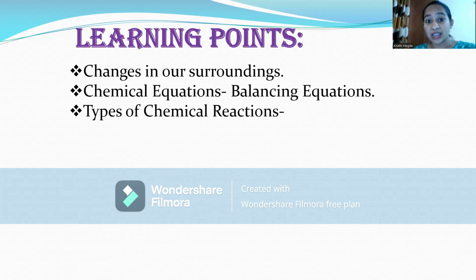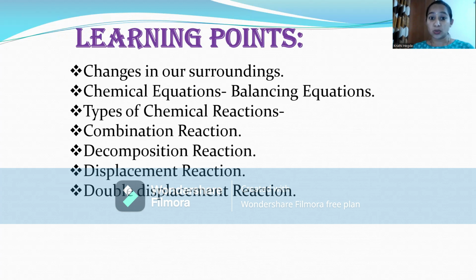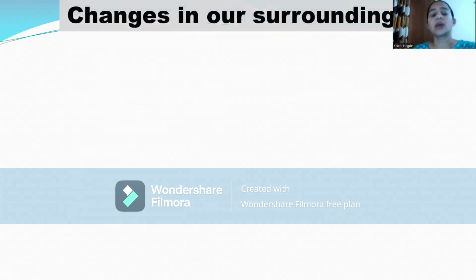Types of chemical reactions. There are many types of chemical reactions happening in our day-to-day life. We are going to understand those types. They are mainly combination reaction, decomposition reaction, displacement reaction, and so on. Now let us understand what are the changes in our surroundings. I'll show you some pictures. Try to guess what change that is.